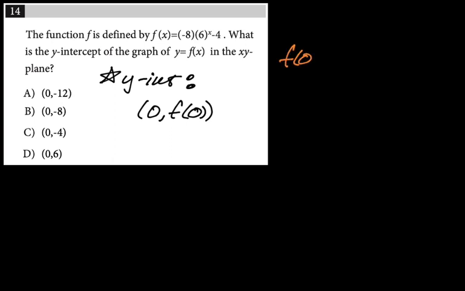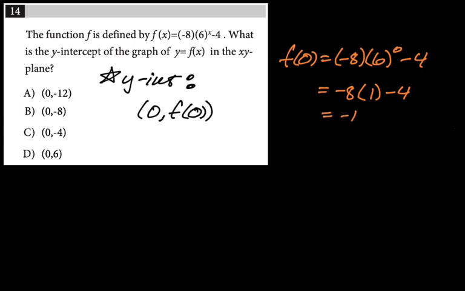So f of 0 is going to be -8 times 6 to the 0, minus 4. We're supposed to do parentheses, but everything in parentheses is already simplified. -8 isn't getting better, 6 isn't getting better. Exponents, we do 6 to the 0. Anything to the 0 is going to be 1. So we have -8 times 1 minus 4. -8 times 1 is -8, minus 4 is -12. Our ordered pair is going to be 0, -12. So our answer is definitely A.